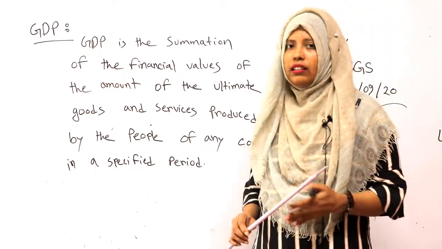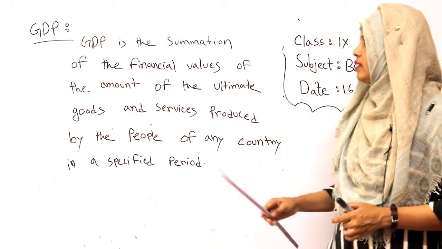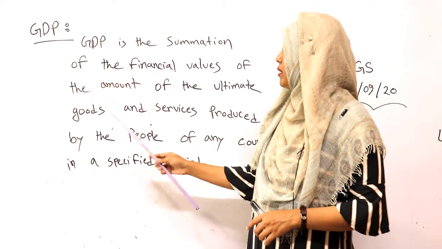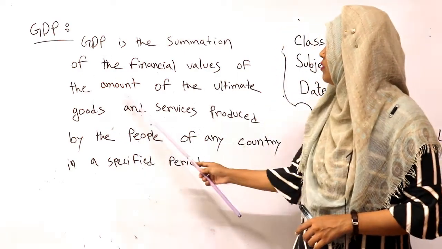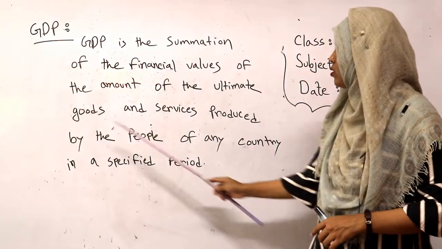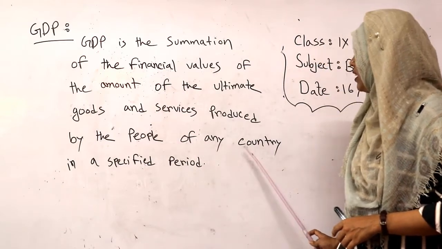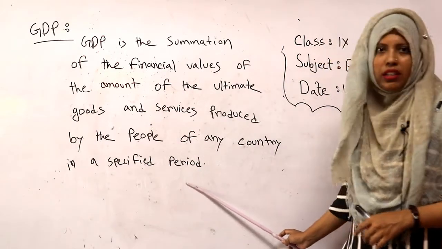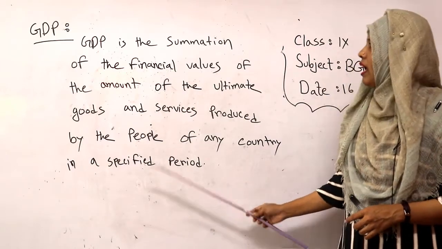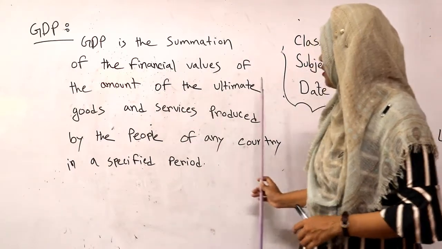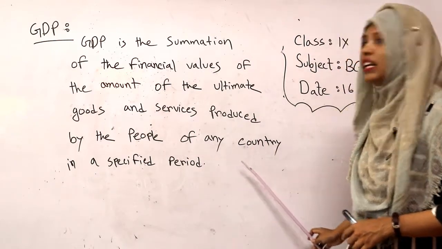If we understand the definition of GNP, obviously we will understand the GDP. So what is GDP? GDP is the summation of the financial values of the ultimate goods and services produced by the people of any country in a specific period. Here the specific period means 1 year. And here it is the summation of financial values of the ultimate goods and services of the people of any country.